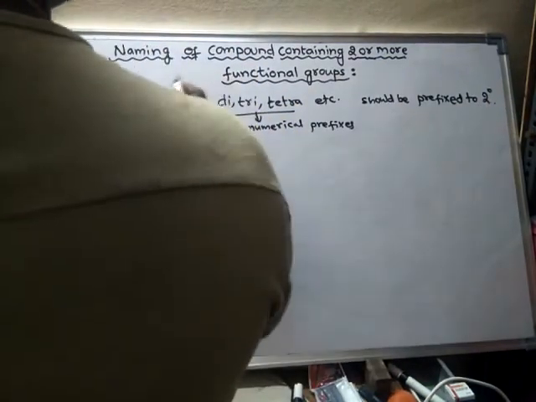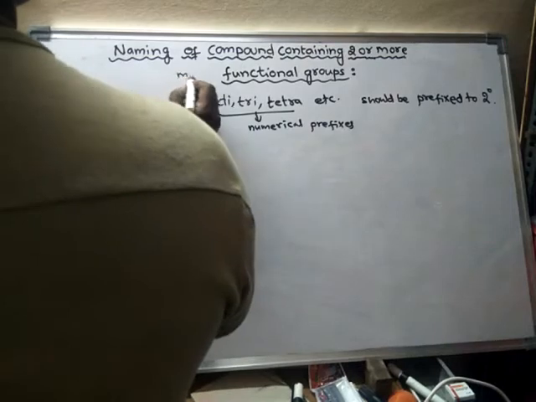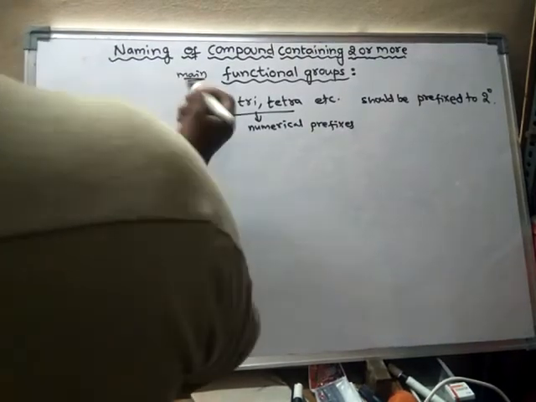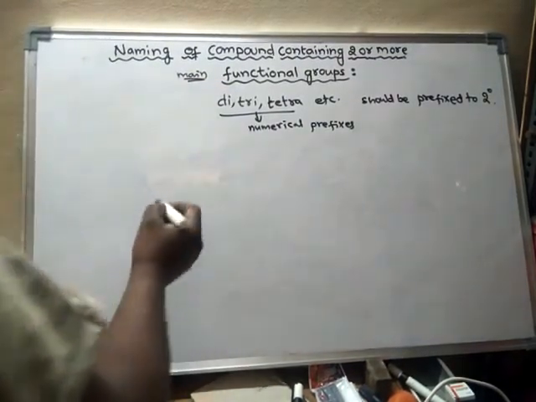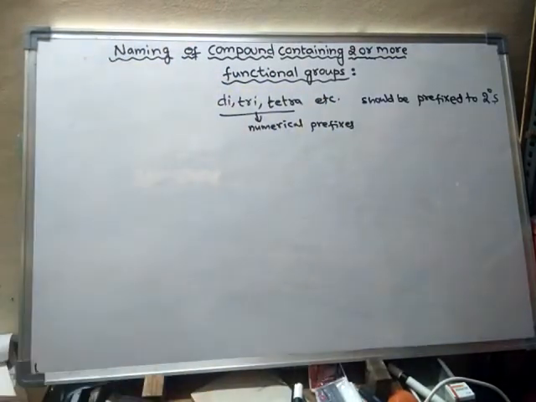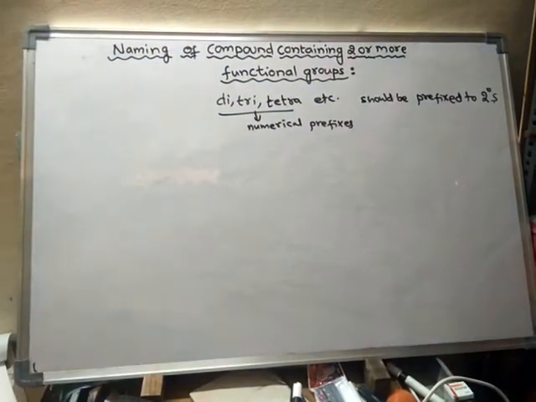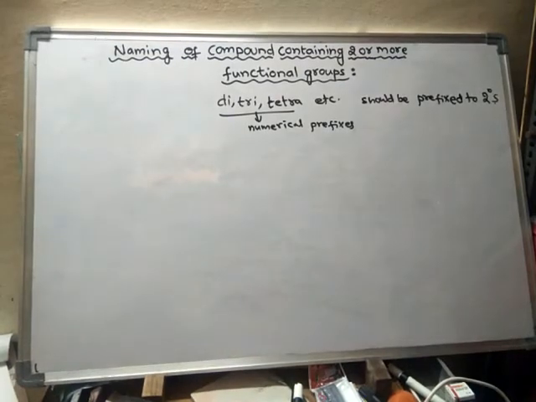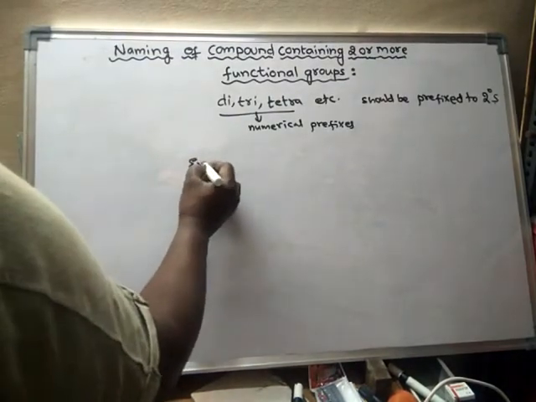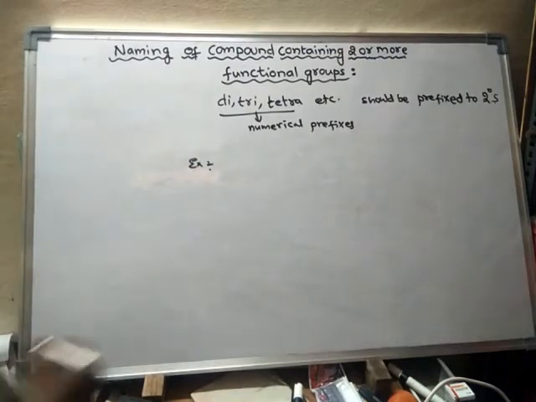Because here, two or more main functional groups are present, I mean the same main functional group. So these numerical prefixes should be prefixed to the secondary suffix in the name. If you see an example, then we can come to an understanding.